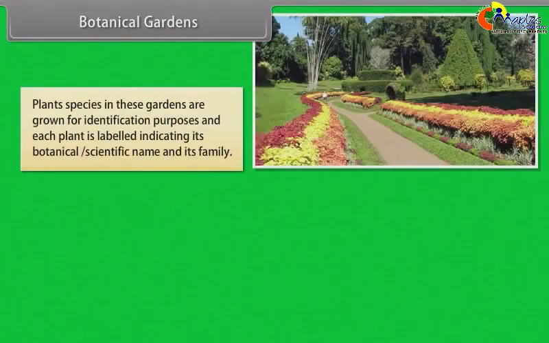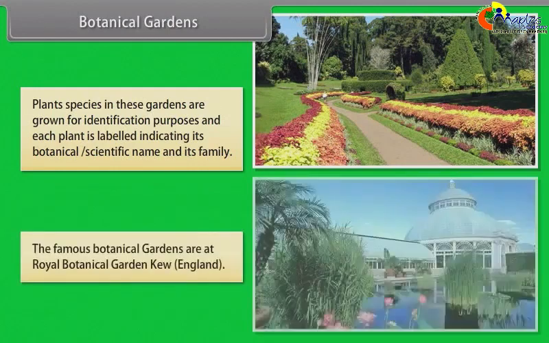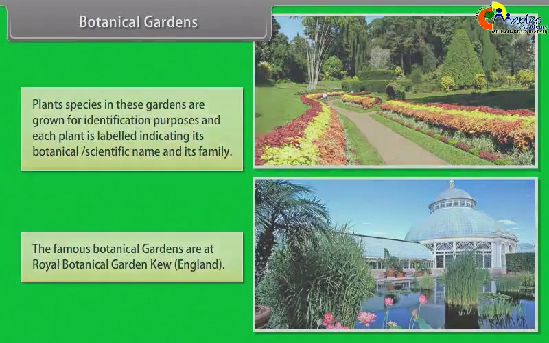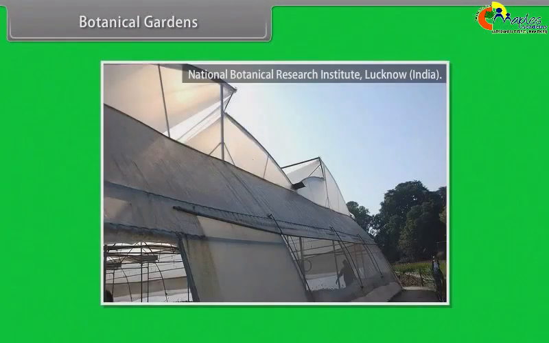Plant species in these gardens are grown for identification purposes, and each plant is labeled indicating its botanical scientific name and its family. The famous botanical gardens are the Royal Botanical Garden, Kew, England, and the famous Indian Botanical Research Institute, Lucknow, India.